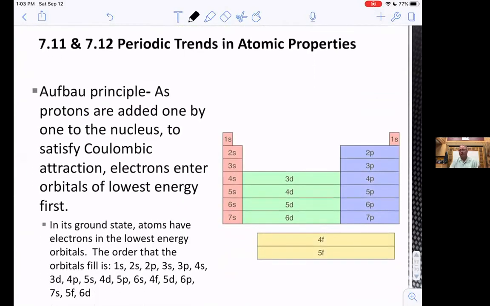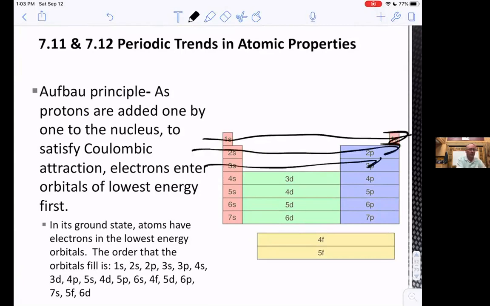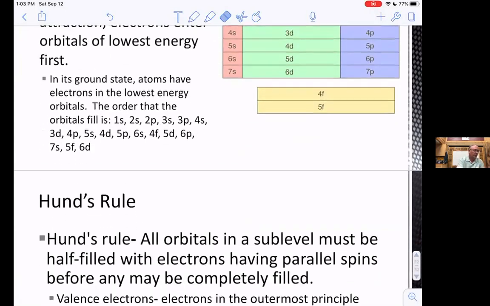So periodic trends. We're going to talk a little bit about periodic trends. But the Aufbau principle is that protons are added to the nucleus one by one. To satisfy that Coulombic attraction, electrons enter, of course, as core electrons first. So they enter with the lowest energy level first. So you start with the 1s and you go to the 2s and then the 2p and so forth. If you were to go across that periodic table, we've done this lots before, that's just the principle that describes this: they go in the lowest energy level and you work your way across. And then it goes through the 3d and the 4p like we saw a minute ago. In its ground state, an atom has electrons in the lowest energy levels, and then you work your way across like I just told you.